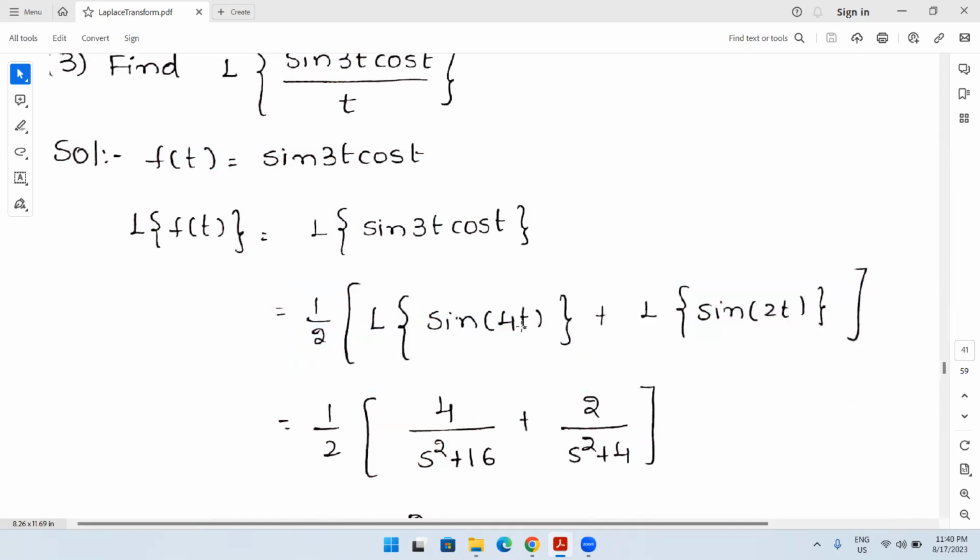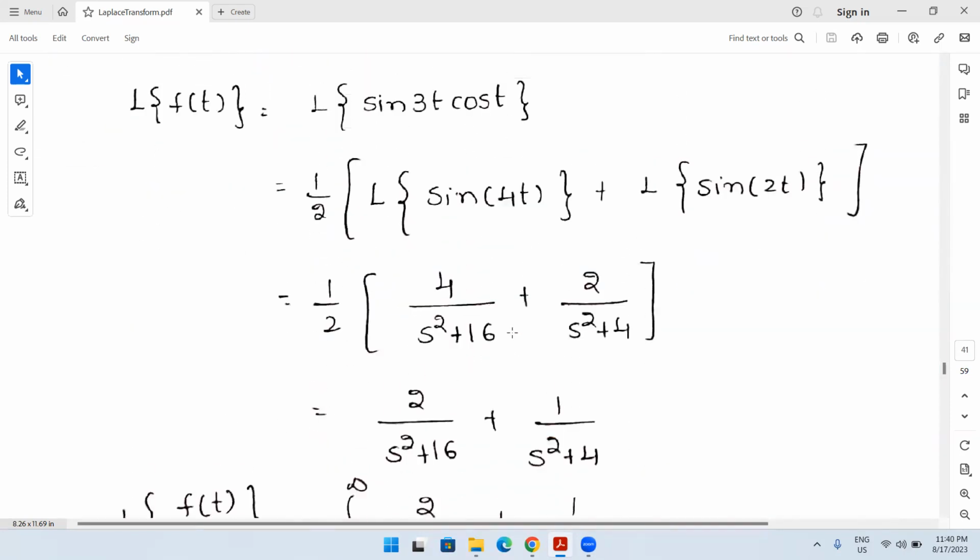So after this, we can do the Laplace transform directly. 1 by 2 outside as it is, and the Laplace transform of sine 4t. Sine at is a by s square plus a square. That is 4 by s square plus 4 square, that is 16. Sine 2t is 2 by s square plus 2 square.